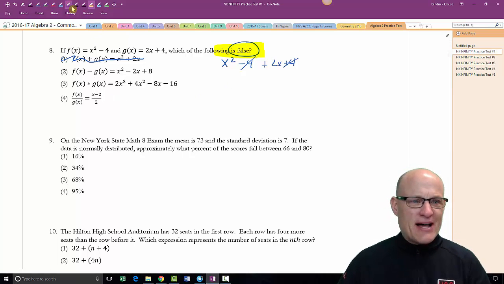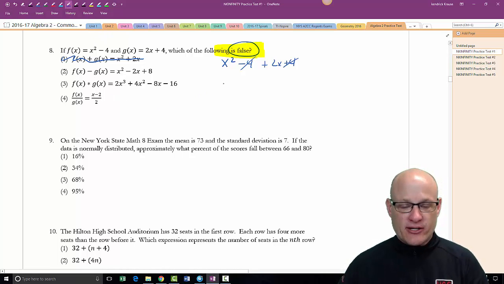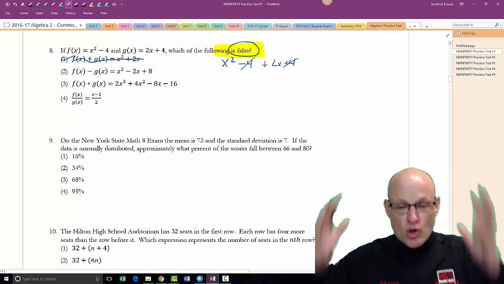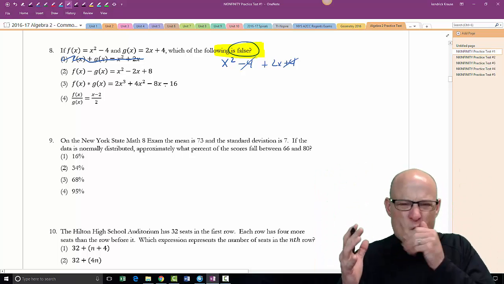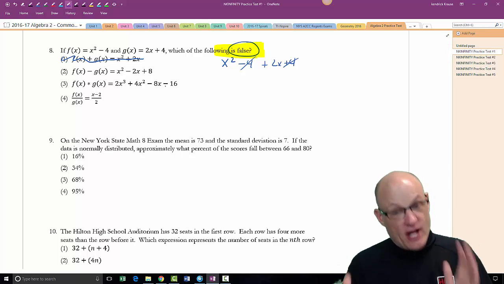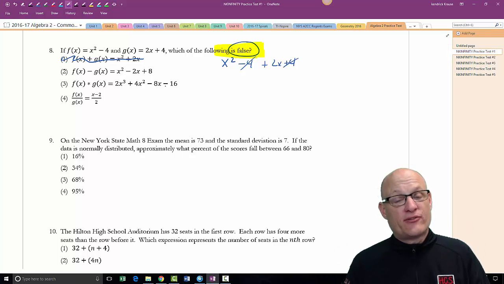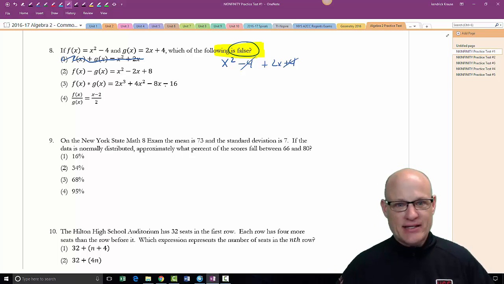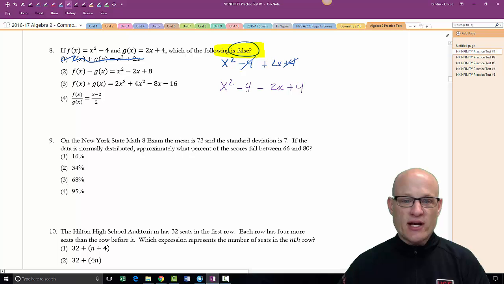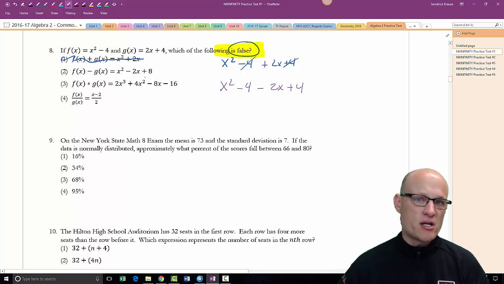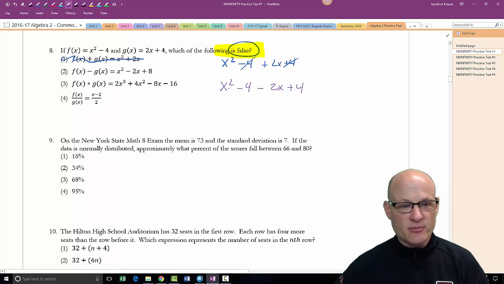So let's subtract them. Now, the subtracting part's a little bit tricky here, kids. And be on the lookout for subtraction. The hardest thing you're going to do on an Algebra 2 test in some instances is subtract. I'm not going to lie. Because if you just write this down, x squared minus 4 minus 2x plus 4, you will think, oh, look, it's x squared minus 2x. Oh, look, that's not right.